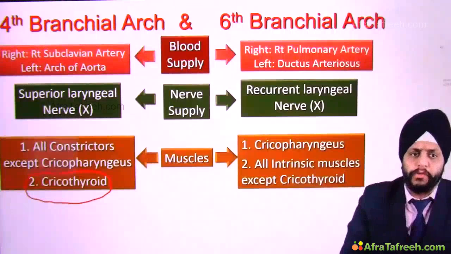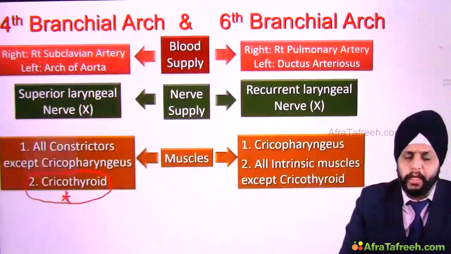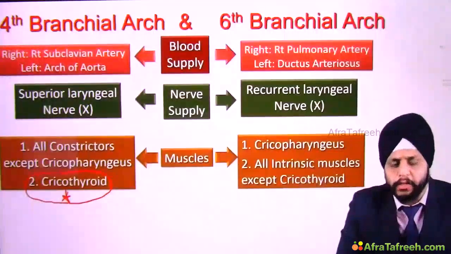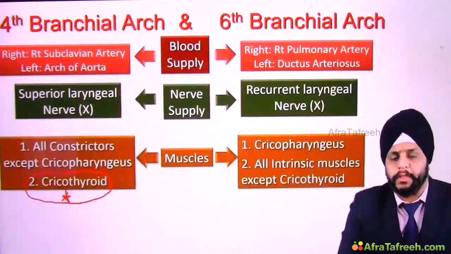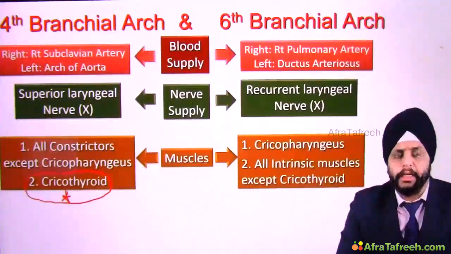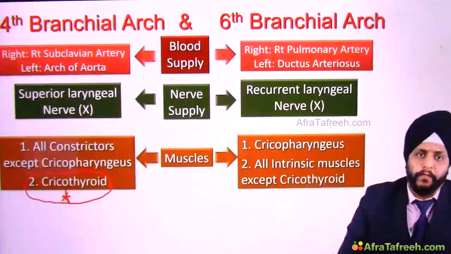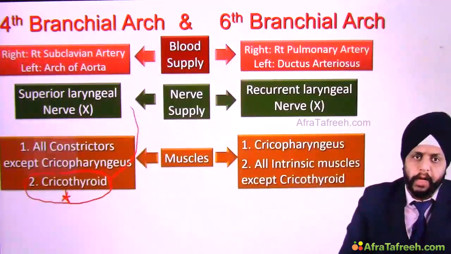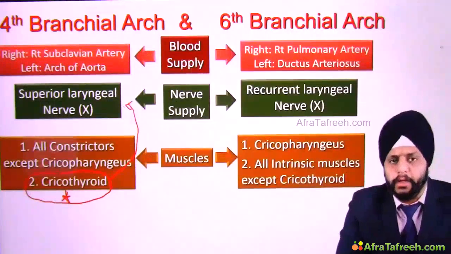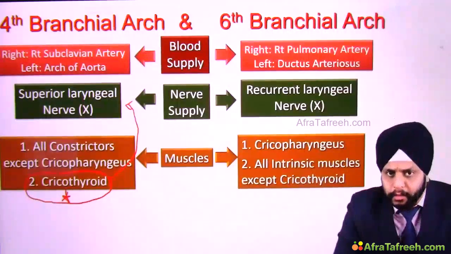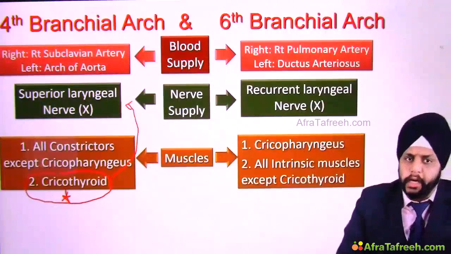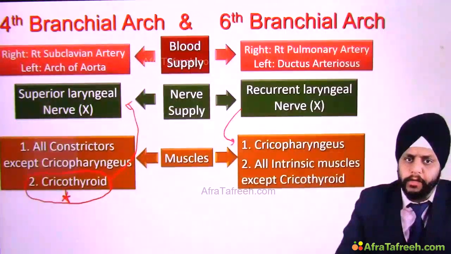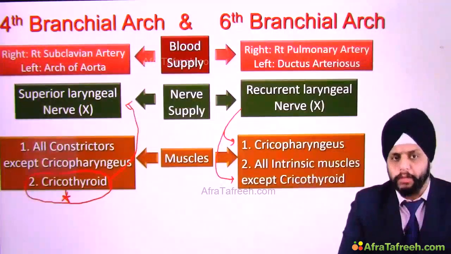So, very important questions. Only intrinsic muscle of larynx that is formed by fourth arch and is not formed by sixth arch. Next question. It is the only intrinsic muscle of larynx which is therefore supplied by superior laryngeal nerve and is not supplied by recurrent laryngeal nerve. So, remember the recurrent laryngeal nerve supplies cricopharyngeus, it supplies all intrinsic muscles of larynx except cricothyroid.